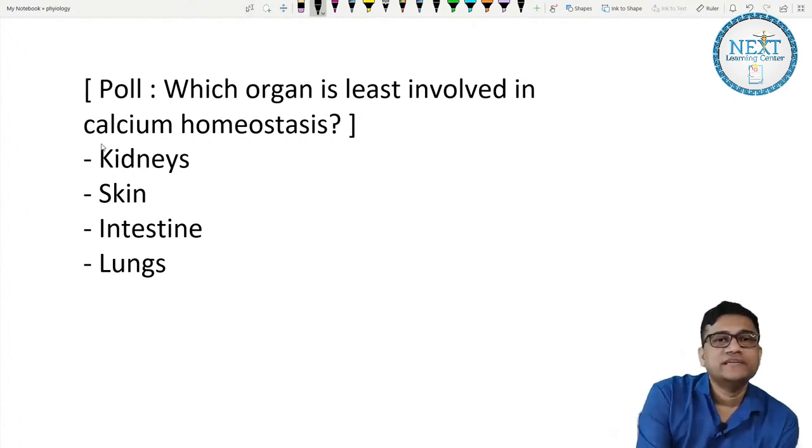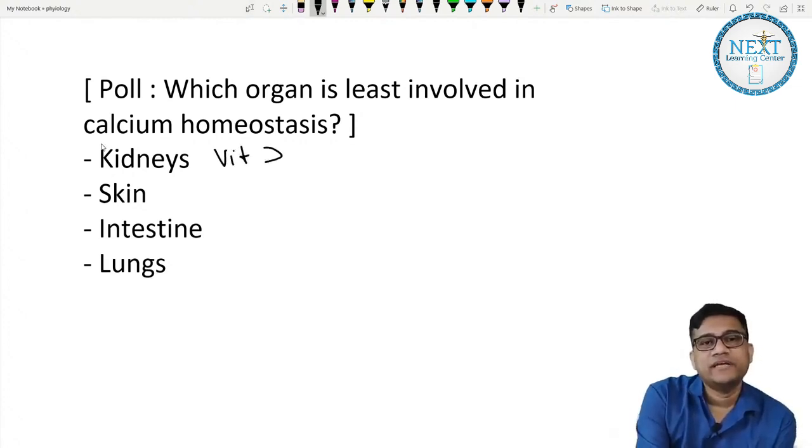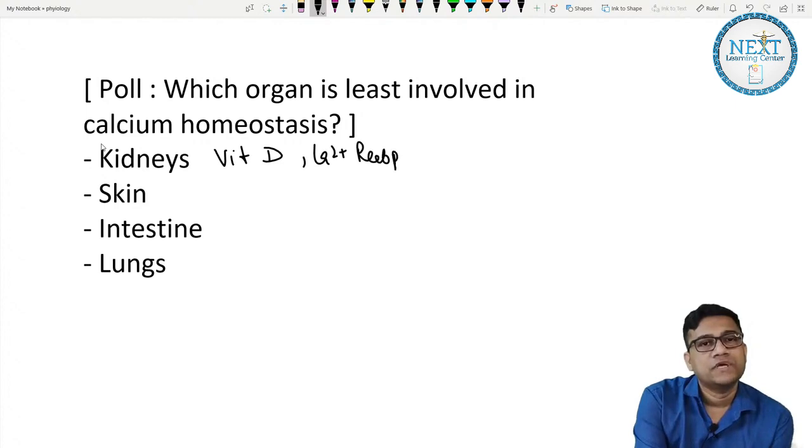Okay, see, kidney makes vitamin D, so it is involved, and it also absorbs calcium. Skin makes vitamin D, so it is involved. Intestine absorbs calcium.